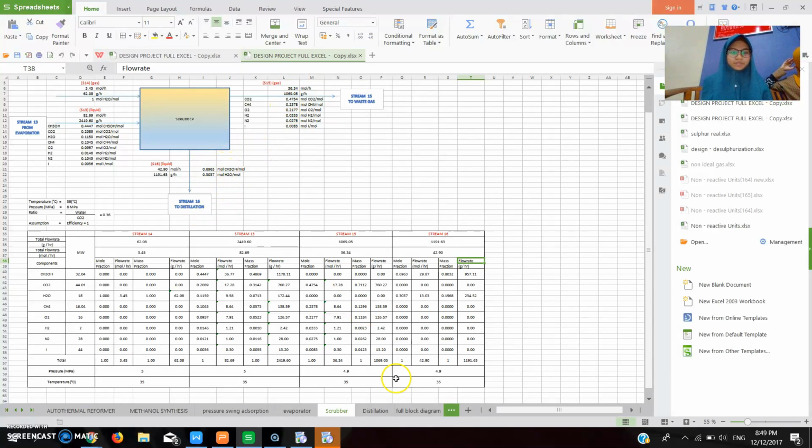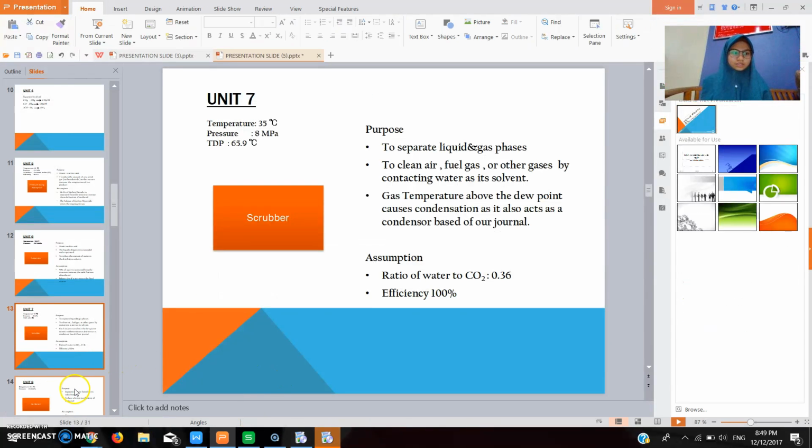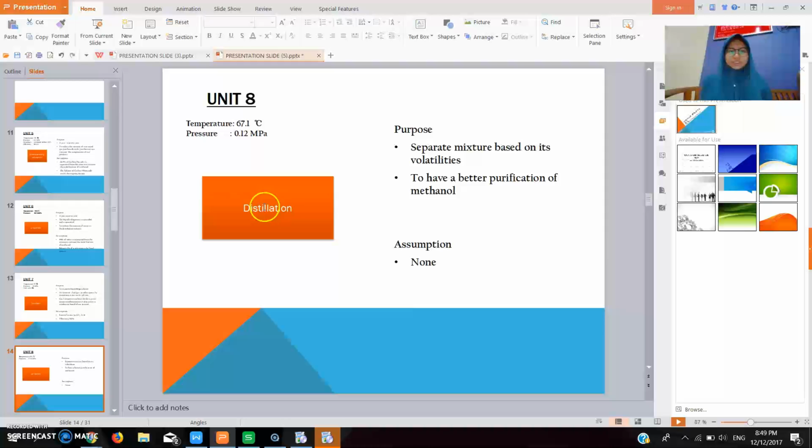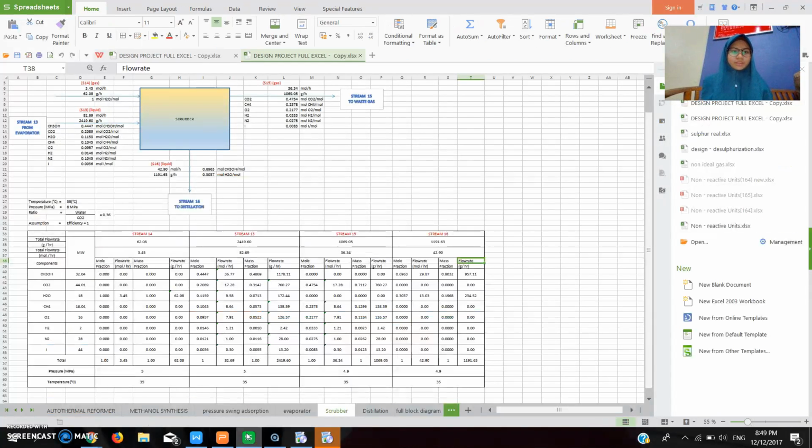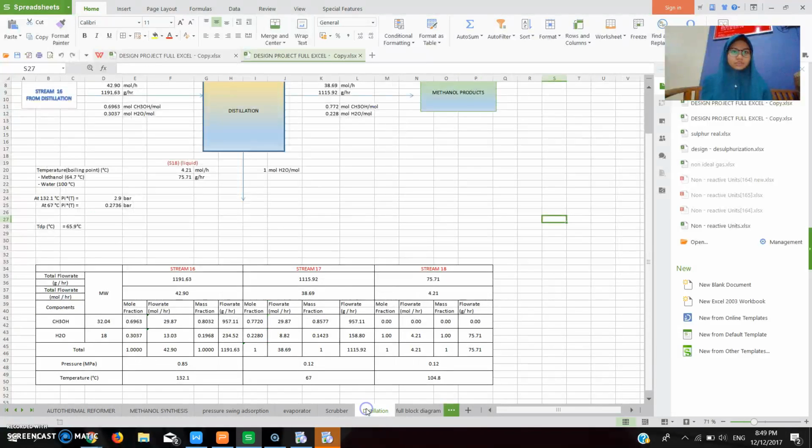This stream is going to the distillation column. The purpose of this distillation column is to separate the mixture based on its volatilities and to have a better purification of methanol. In this distillation, we want to increase the purification and the saturation of methanol in our methanol product. So it has a high quality. So we have a high quality methanol.